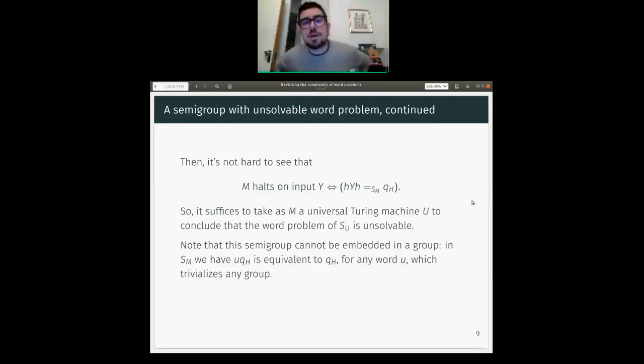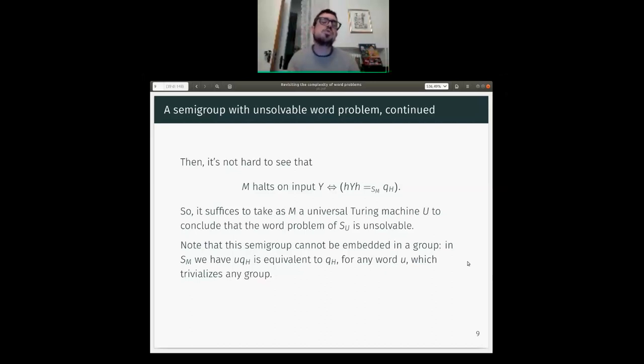So, one crucial observation here: this semigroup cannot be embedded in a group. And this is for two reasons. First of all, otherwise it's impossible to understand why there is a gap of 10 years between the solution for the semigroups and the solution for the groups. More relevant, here you are imposing in the semigroup that this QH will absorb the rest of the words, which in the context of groups would mean that any single word U will be equivalent to the identity, so it will trivialize the group.